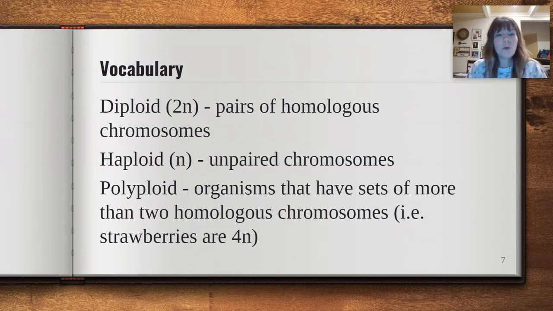Some animals, or some organisms, I should say, have more than that. Okay, they have more sets. They have more than 2 sets. So something like strawberries, for example, is 4n.